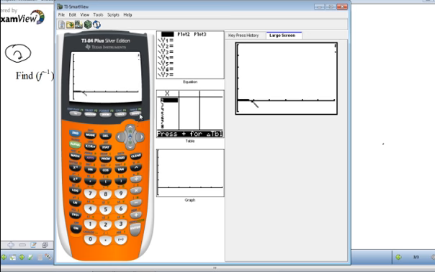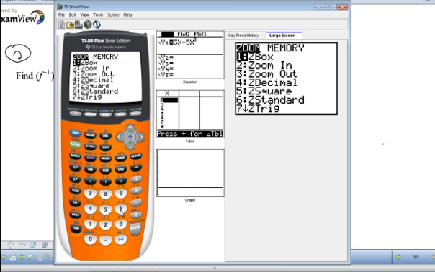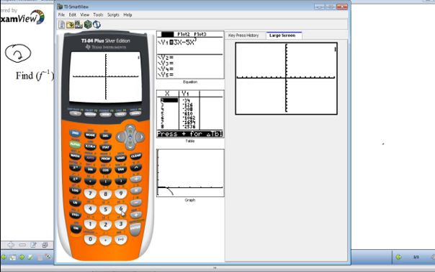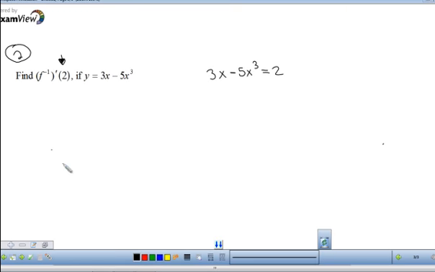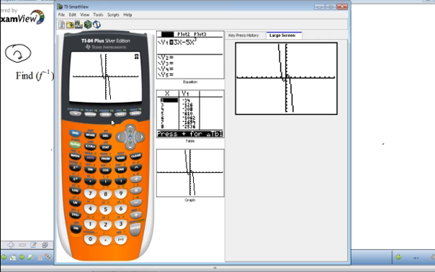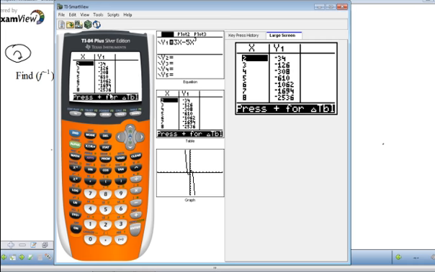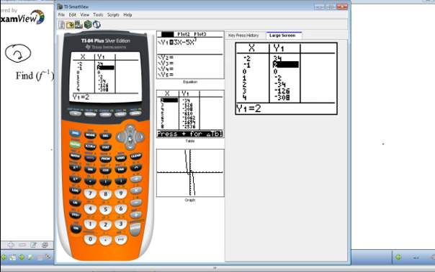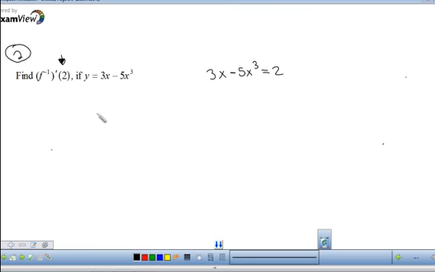So if we graph that, I'm trying to find when the y value is going to equal 2. Okay, so the easiest way is to look at my table. Right here. So when y is 2, x is negative 1. So x would be negative 1.